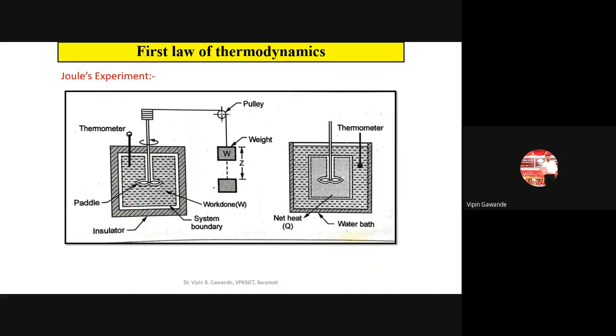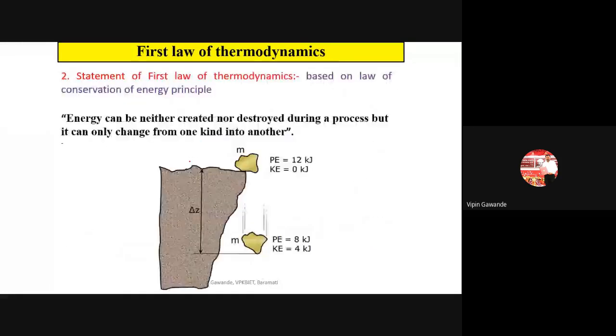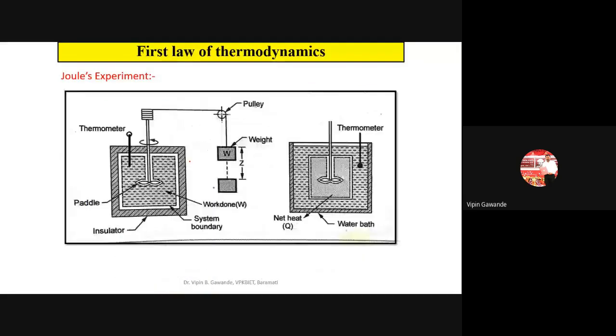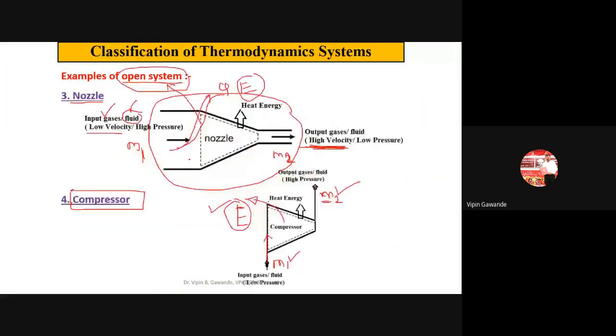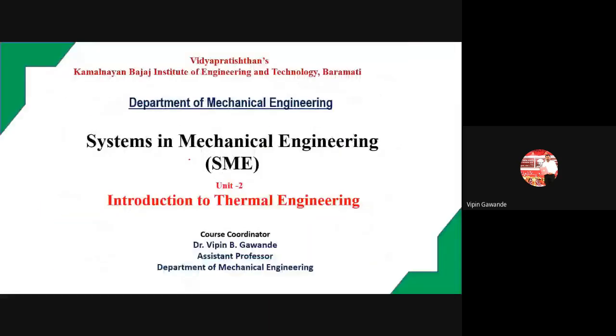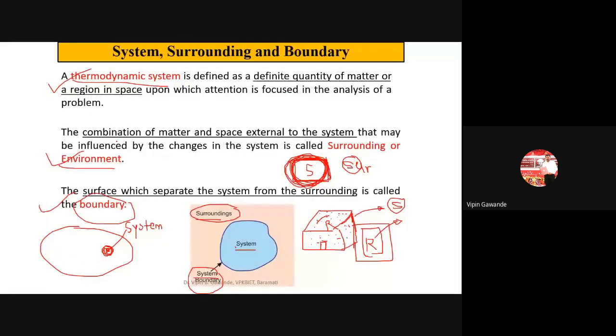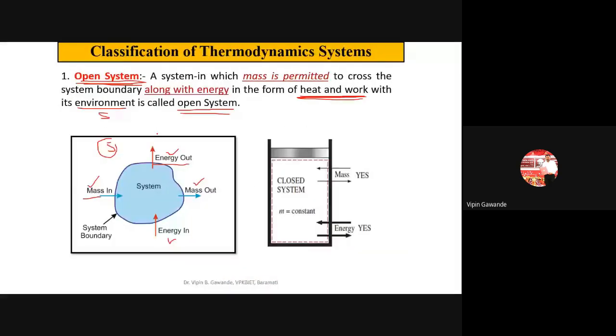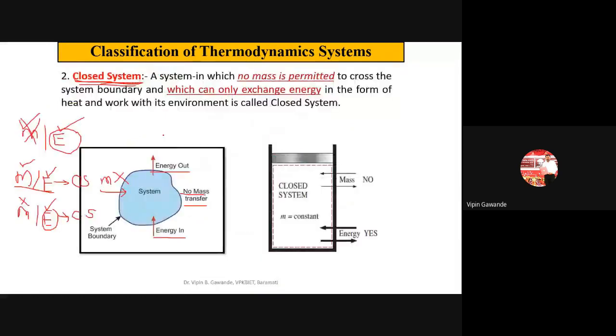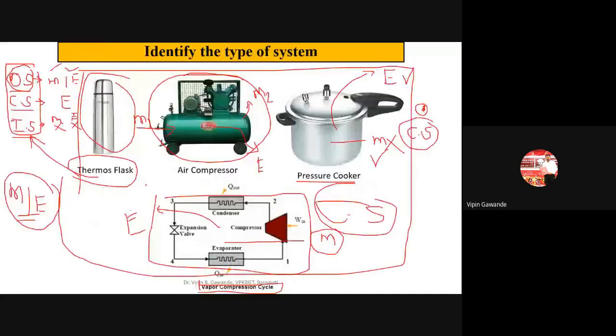For today, I think we will stop here for the first law of thermodynamics, and the other things we will discuss in the next lecture. Let me just revise what we have seen. We started with the definition of thermodynamics, and we discussed three types of systems: open system, closed system, and isolated system. That depends on the exchange of mass and energy. If there is exchange of mass and energy, it is an open system. If there is only exchange of energy, it is a closed system. And if there is no exchange of mass and energy, it is an isolated system. These are the examples we have seen.